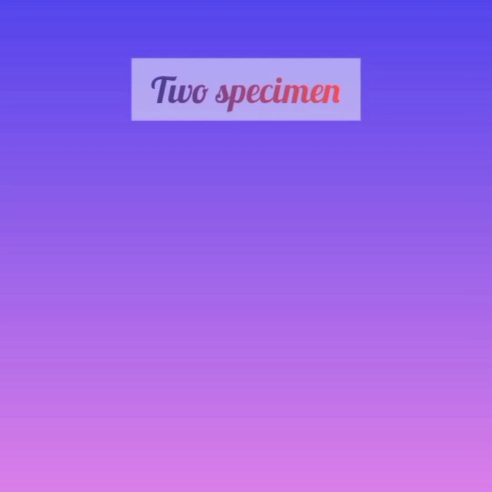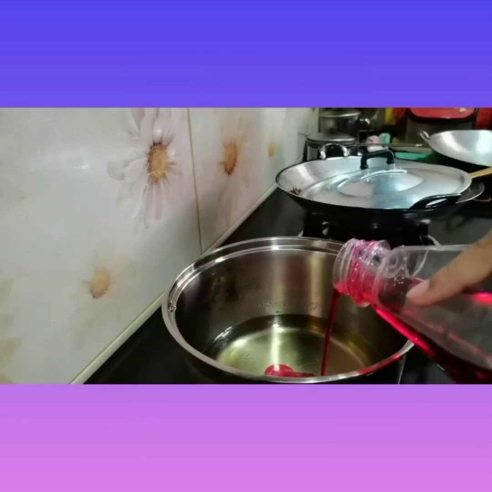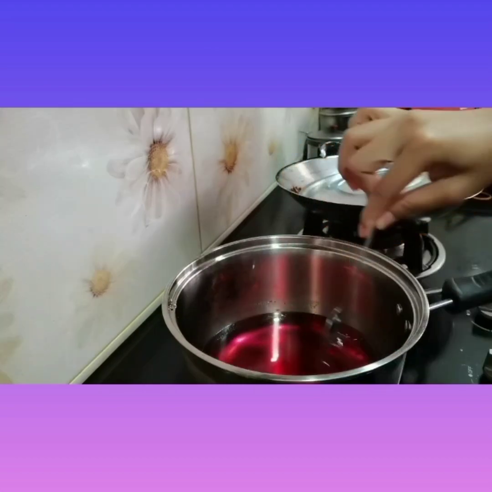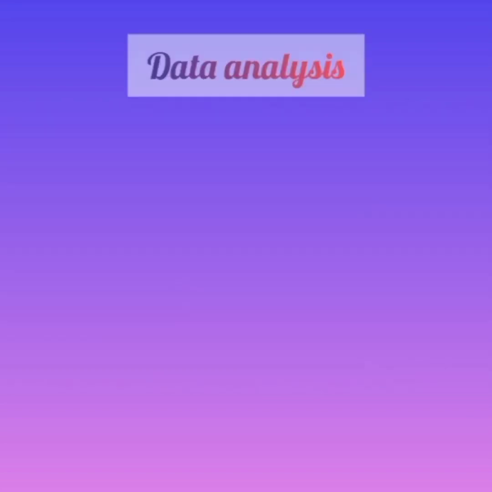However, for this part of the experiment, 2 other specimens are prepared with different concentrations of the sugar solution. Food coloring can be added to the sugar solutions in either experiment for the sake of distinction or just for fun.